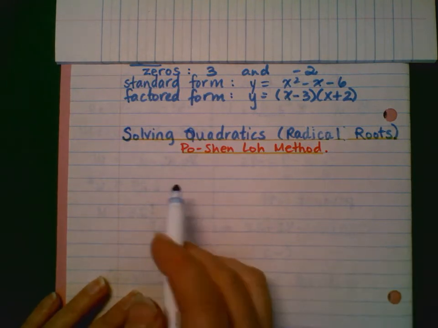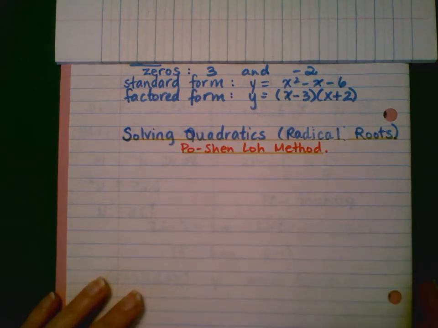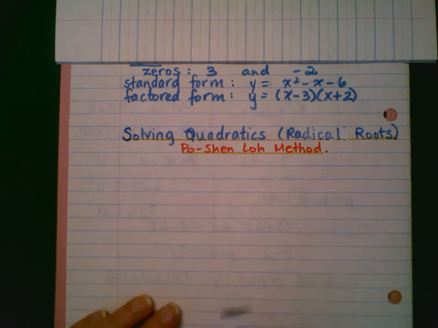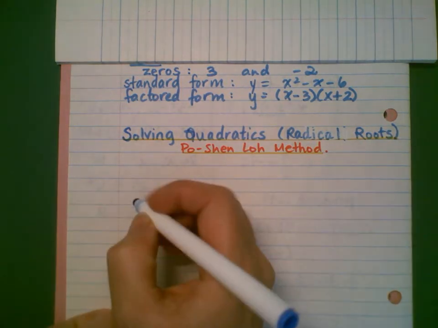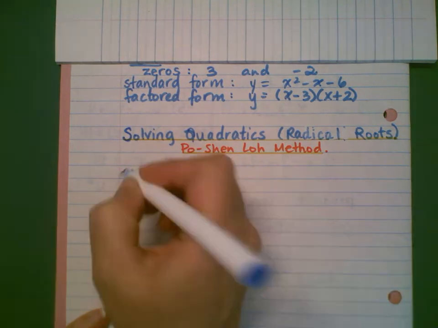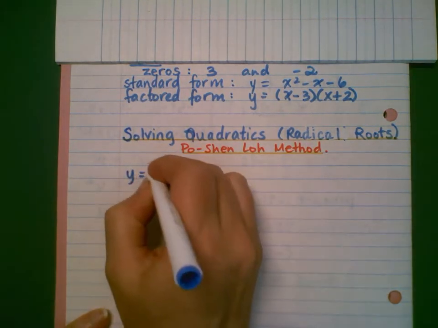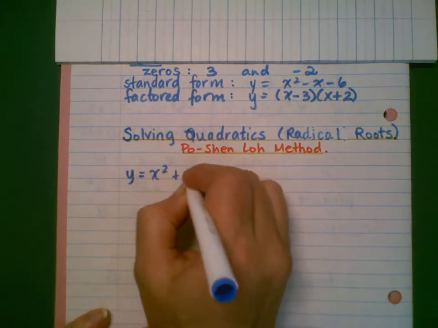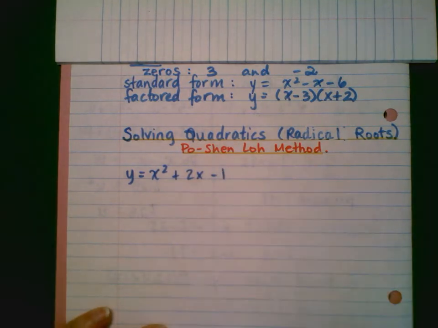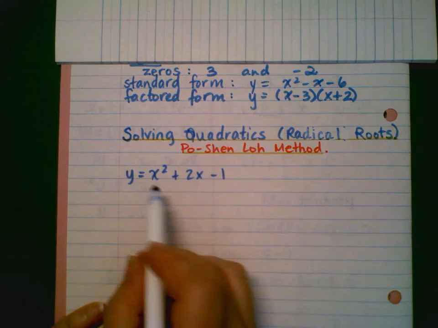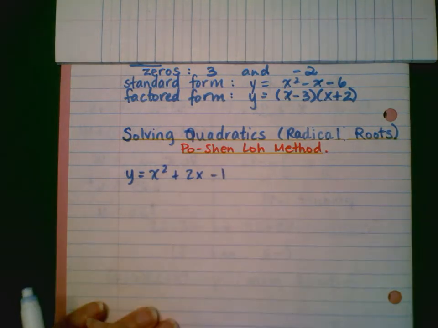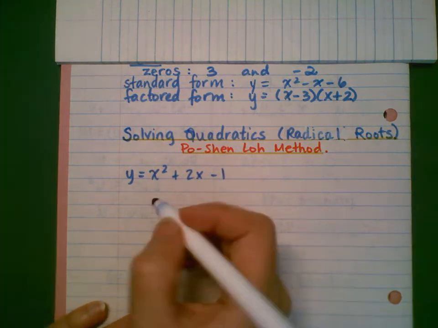And that's okay. This method is flexible and is able to be applied to any quadratic, which is what's great about it. Okay, so the first one we're going to look at is y equals x squared plus 2x minus 1. And if you were attempting to solve it using factoring, you would very quickly find that it's not possible to factor that and get a product of -1 and a sum of +2. It doesn't work.